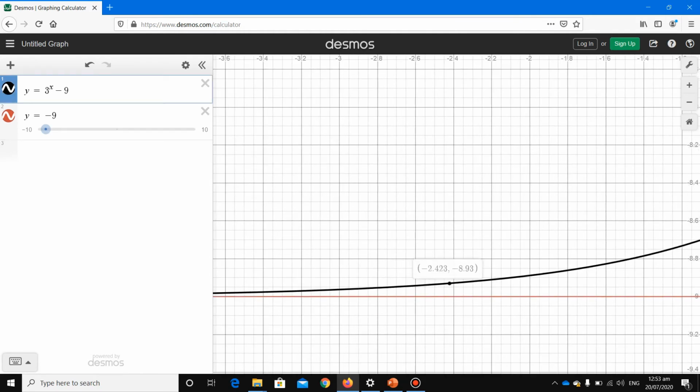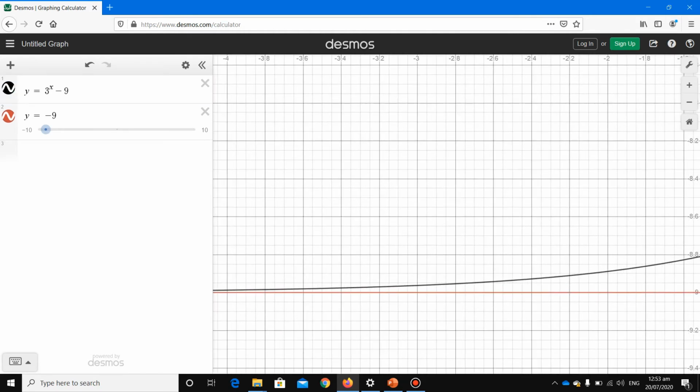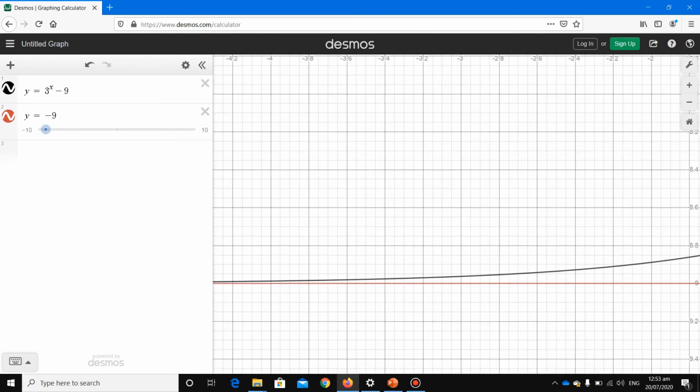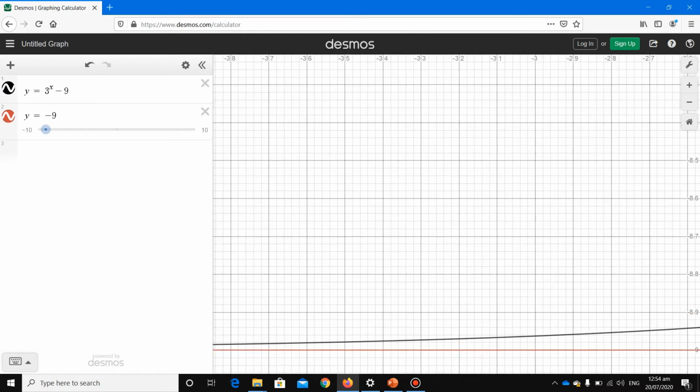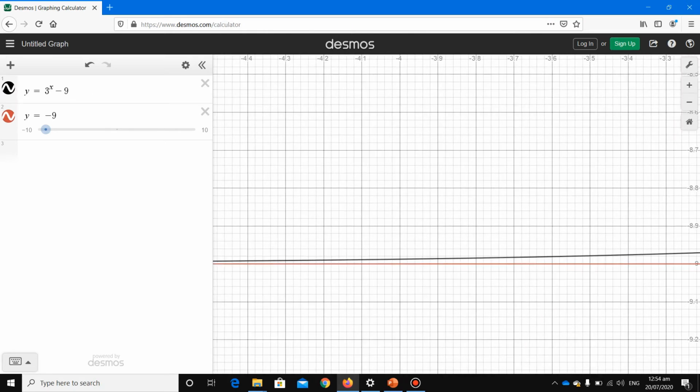So as it approaches infinity, the line will just get closer and closer but will never touch each other. So let's zoom again. See, these two lines or these two curves never touch each other.